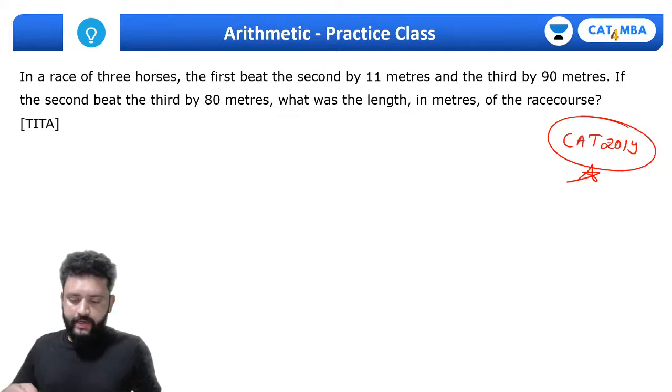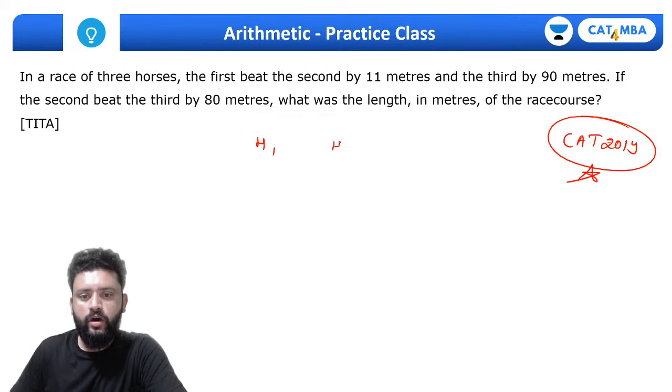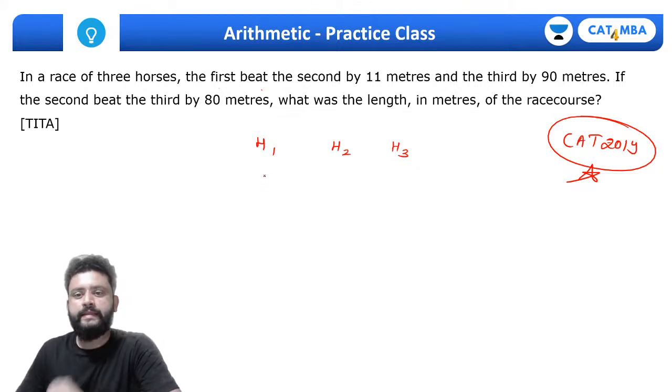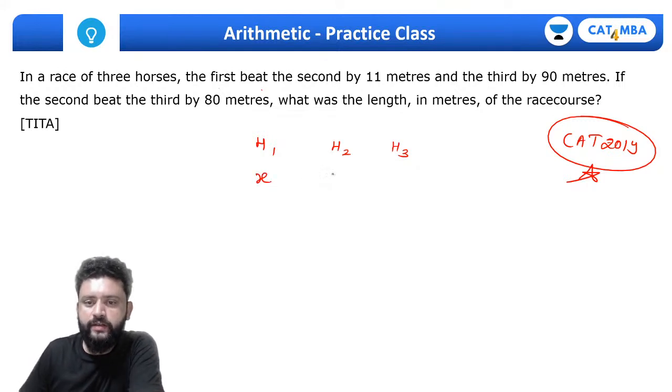880 meters, right? I guess I have to check the answers. Okay, so horse 1, horse 2, horse 3. First beats second by 11 meters and third by 90 meters. So first will cover x meters, second will cover x minus 11, and third horse will cover x minus 90.